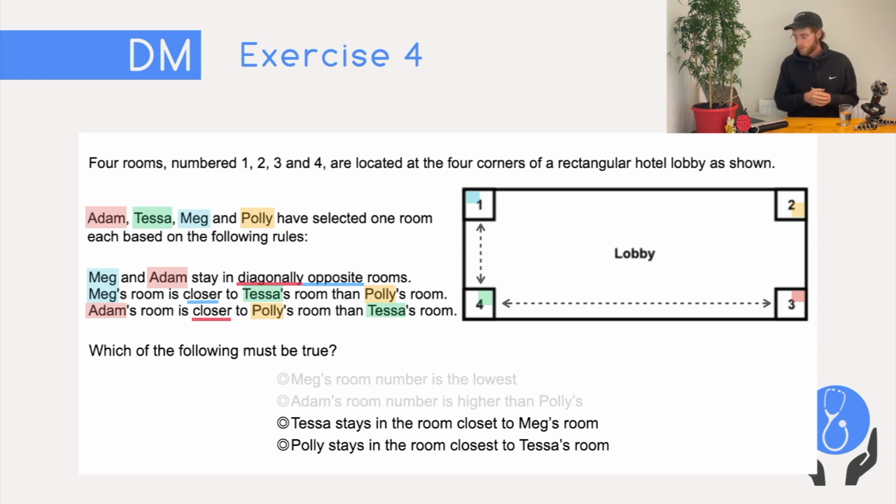But we'll look at the fourth one, which says that Polly is closest to Tessa's. We know this can't be true because Polly's has to be closest to Adam's. So the fourth statement is false, and the third one is the correct answer.